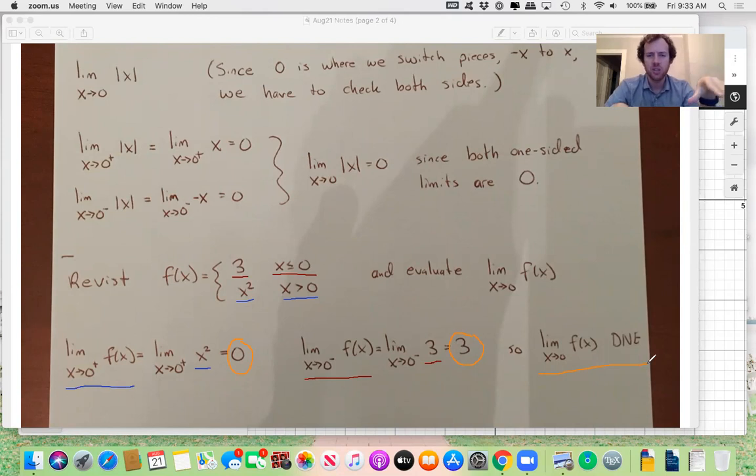Questions or clarifications that you'd like about this or either of these problems? Or even more general questions about how piecewise functions might work.